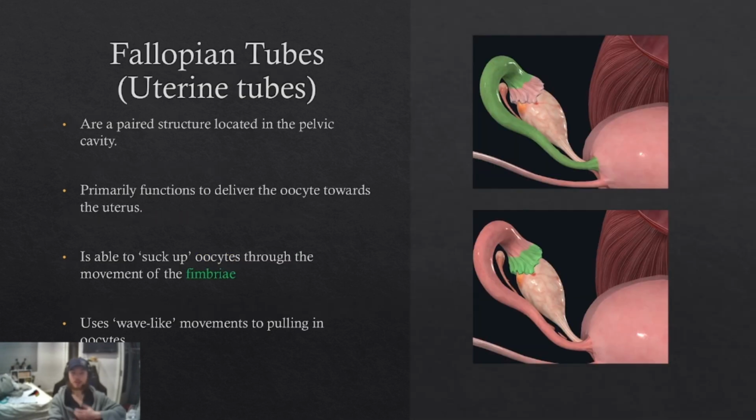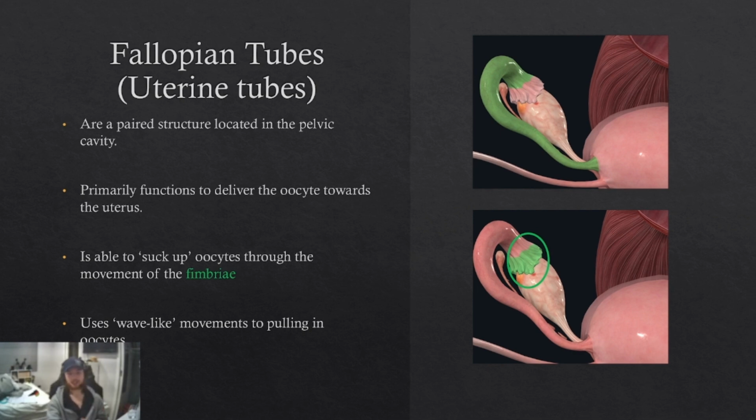Next, the fallopian tubes or uterine tubes are a paired structure that extends from the uterus, located laterally in the pelvic cavity. The fallopian tubes themselves are sized at around 10 centimeters in length, with the primary role of delivering the egg or oocyte towards the uterus. This occurs through the ovary first releasing the oocyte into the pelvic cavity, where the fallopian tubes are able to suck them up through the movement of finger-like projections called fimbriae, which are circled in green, occurring in wave-like movements and pulling in oocytes.